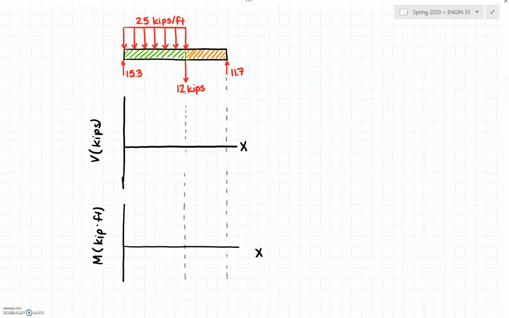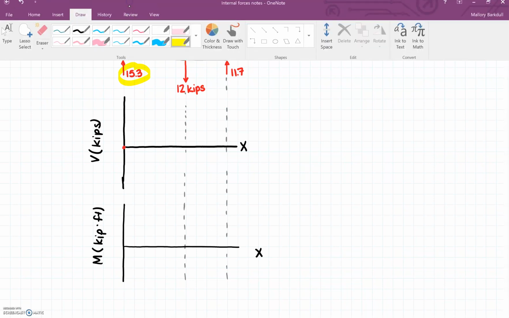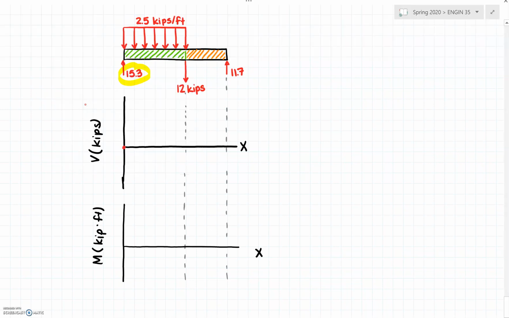And I'm going to start my shear diagram. Our shear diagrams always start at 0, and they should also end back at 0. Same for our bending moment diagrams. Everything starts at 0, everything ends at 0. So here at x equals 0, I have a positive force of 15.3. So I have this positive 15.3 force going upwards.